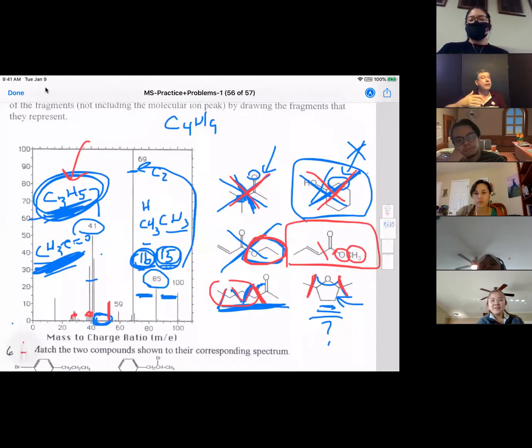Okay. So see how you use the logical deduction. You start with what you have, and then you start eliminating based on what fragments you expect to see. Okay?